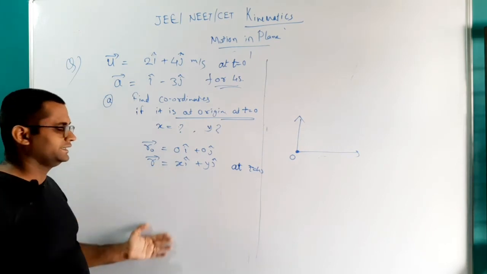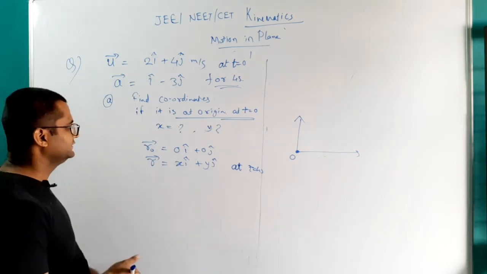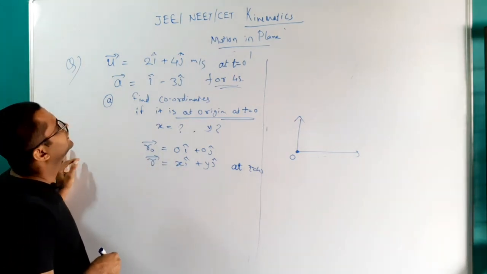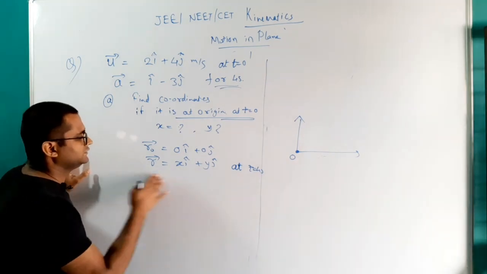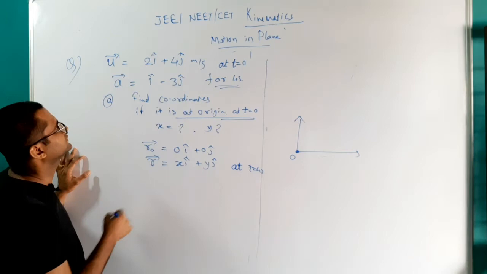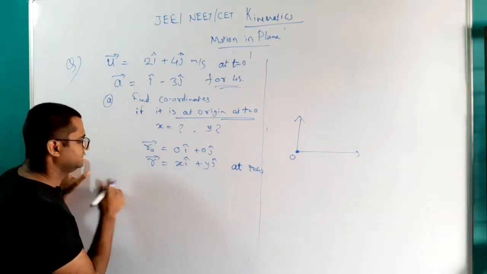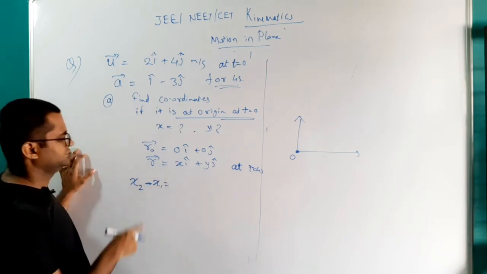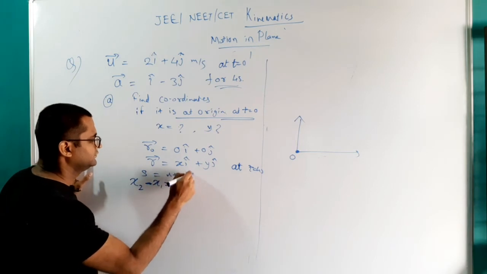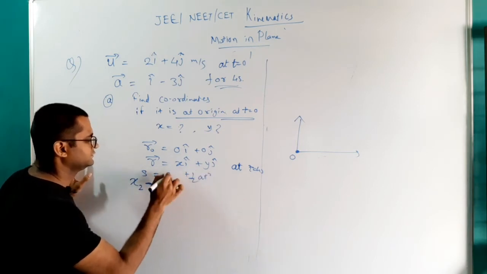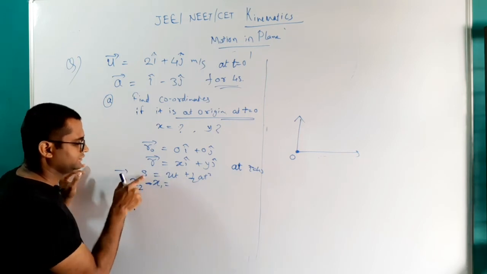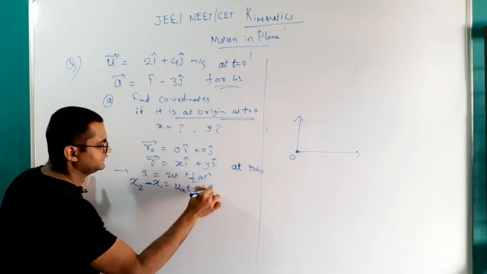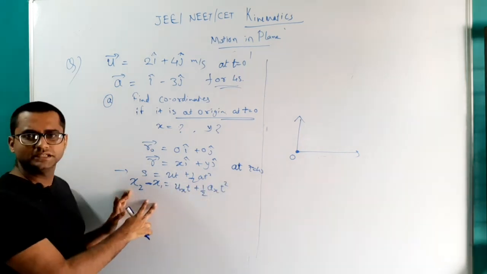There are two methods. One is separating the motion in x and y, and the other is to use the vector method itself. So what we will do here, we will find this separately. So what is the equation for x component? x2 minus x1 will be s, where s equal to ut plus half at square. So x2 minus x1 will be uxt plus half axt square. This is our kinematical equation.